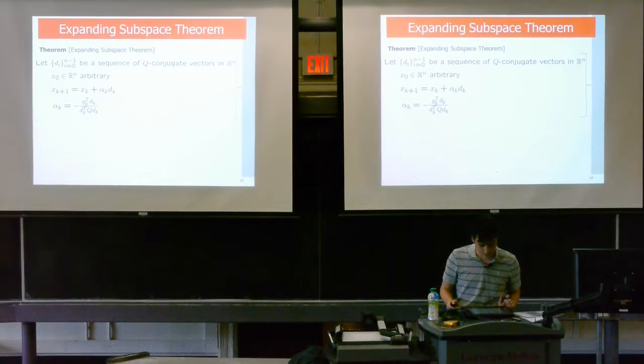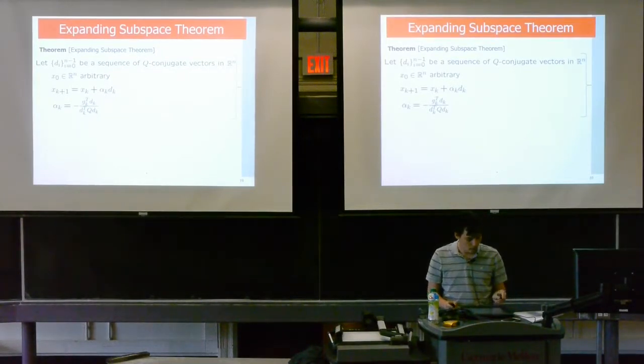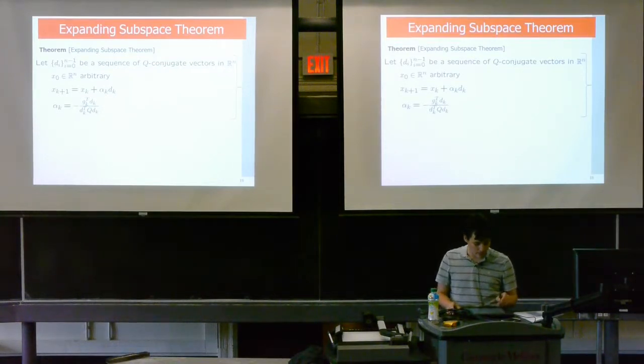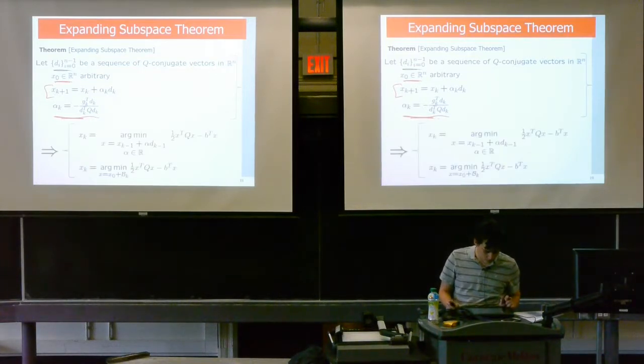Okay, so this is formally the theorem. Let d naught and so on, dn minus 1 be the Q conjugate vectors. We start from an arbitrary starting point. This is our update rule for xk, and we discussed that alpha k is chosen with this update rule. And then I just copied the previous equations. Then xk is the solution of this optimization problem and this optimization problem.